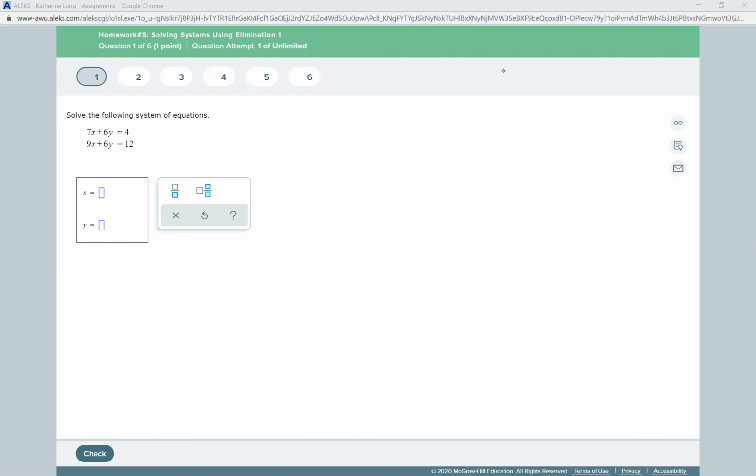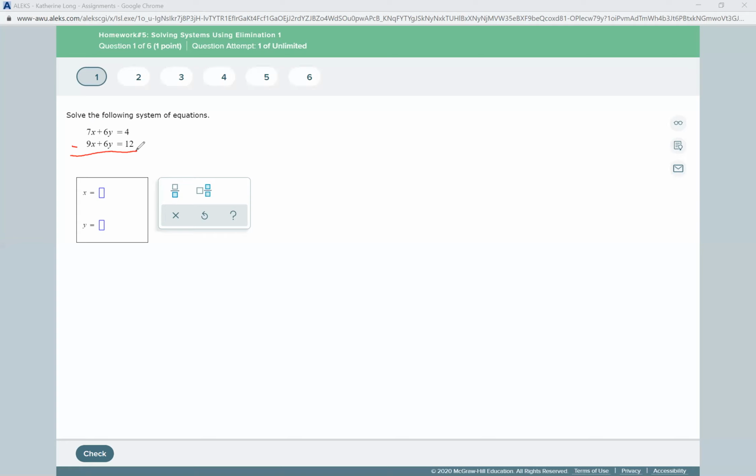The next thing you want to look at is see which variable you're going to be eliminating. While the x's have a 7 and a 9, those are nowhere near the same. But the y's do have the same, 6y and 6y. So the question is, do I add these two equations together or subtract them? Well, the idea is that you need those y's to go away. So if you added those two equations together, 6 plus 6 equals 12. Those y's aren't going away. But if you subtract, okay, 6y minus 6y, they go away.